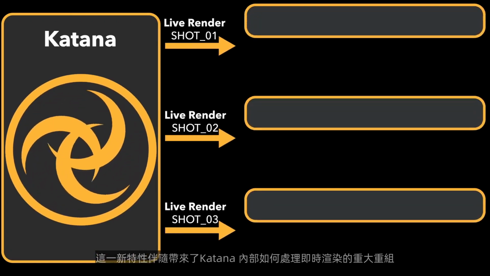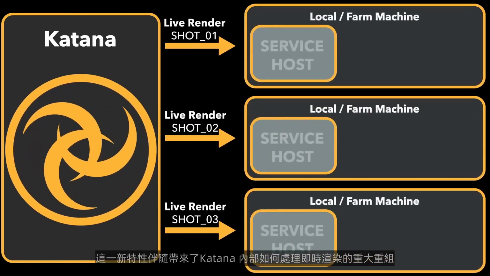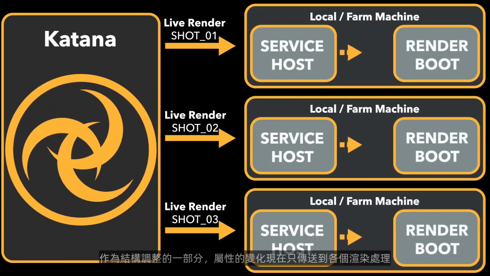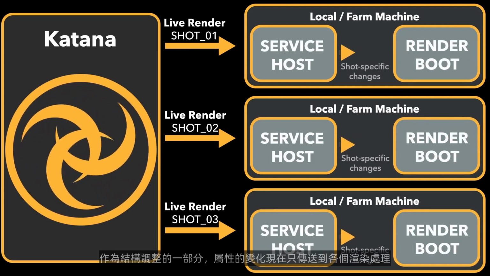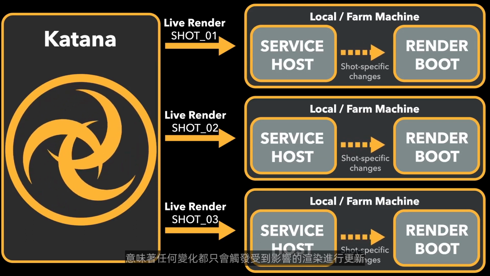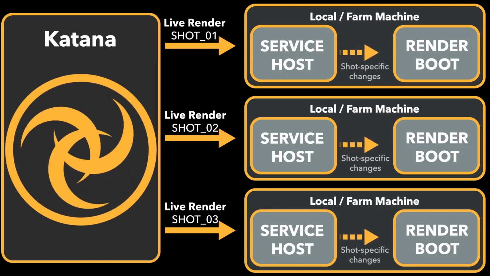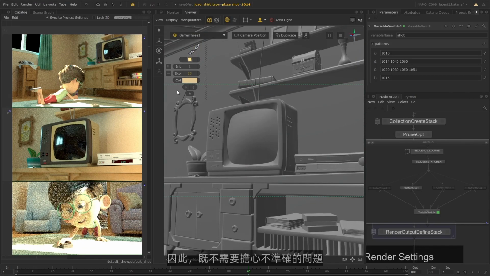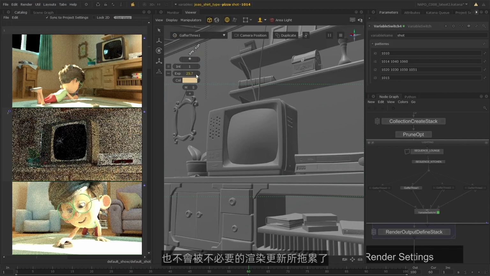This new feature comes with a significant restructuring of how live rendering is handled inside Katana. As part of this restructure, attribute changes are now communicated to individual render processes, meaning that any changes will only trigger updates for the affected renders. This means your shot-specific lighting or look dev changes will only trigger updates for the affected live renders, so you don't need to worry about inaccuracies or being slowed down by unnecessary render updates.